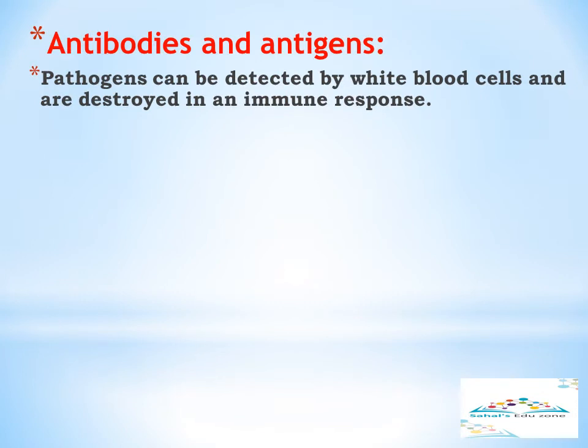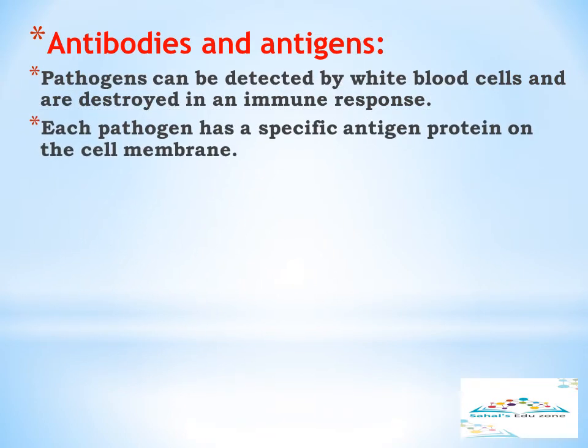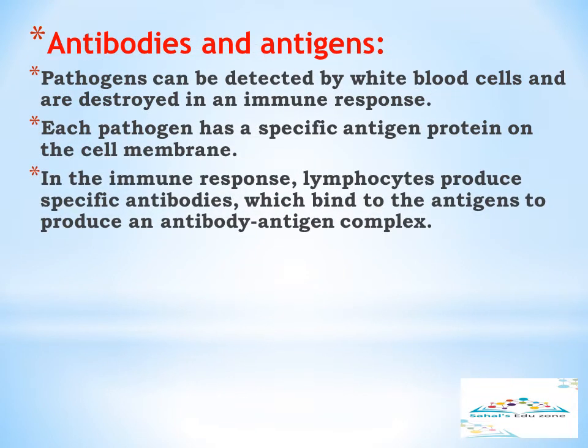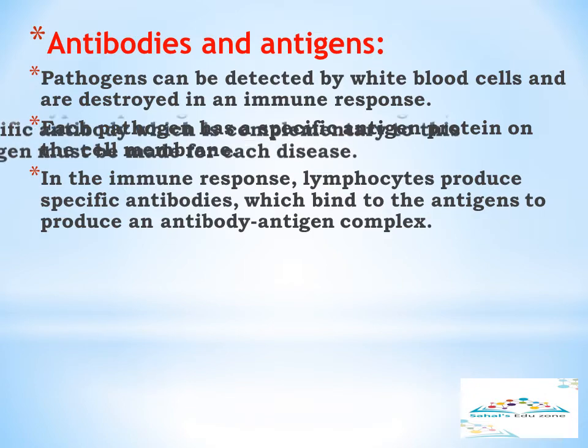Antibodies and antigens. Pathogens can be detected by white blood cells and are destroyed in an immune response. Each pathogen has a specific antigen protein on the cell membrane. In the immune response, lymphocytes produce specific antibodies which bind to the antigens to produce an antibody-antigen complex.